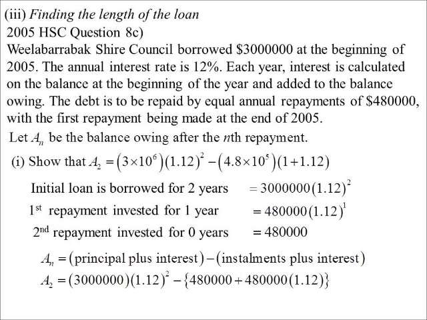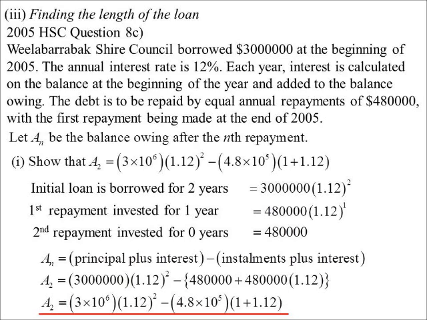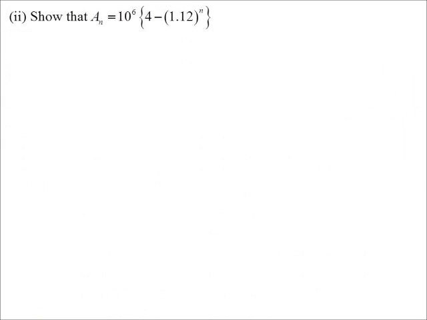We just got to convert it into scientific notation and factorise the second parentheses. But I mean, 3 million is 3 times 10 to the power of 6. 480,000 is 4.8 times 10 to the power of 5. So we have got the answer. We just need to convert it into the format they want us to show. Show that amount N will end up being this expression here, 10 to the power of 6 times (4 minus 1.12 to the power of N).